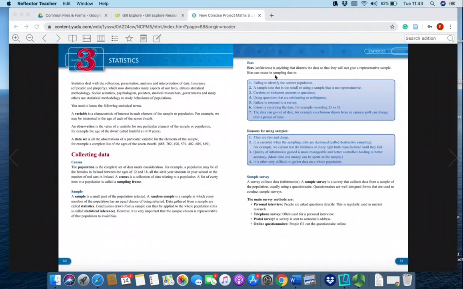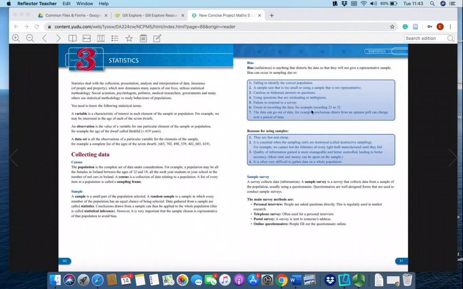So bias can occur in sampling due to: 1. Failing to identify the correct population. 2. A sample size that is too small, or using a sample that is not representative. 3. Careless or dishonest answers to questions. 4. Using questions that are misleading or ambiguous. 5. Failure to respond to a survey.